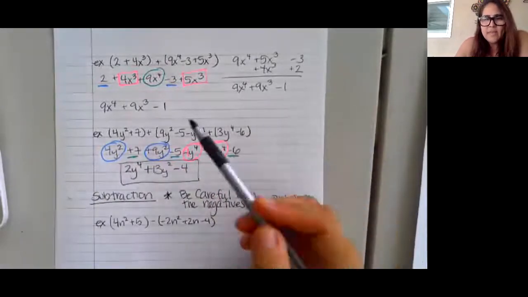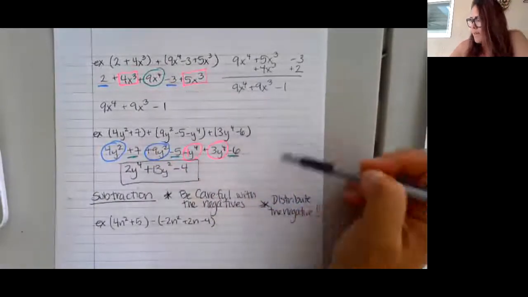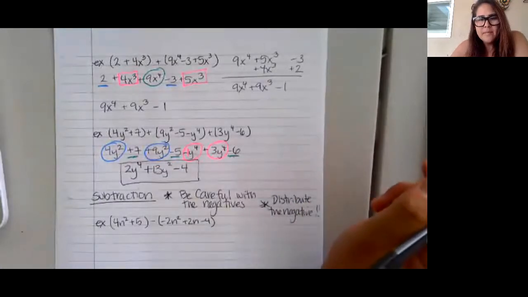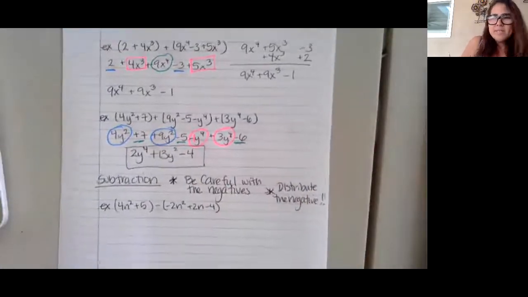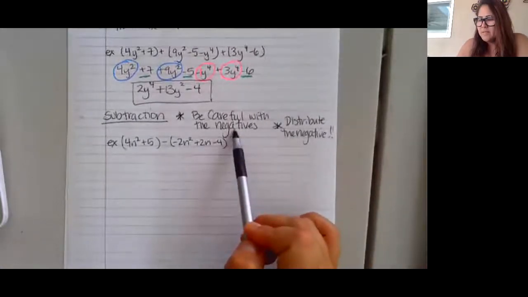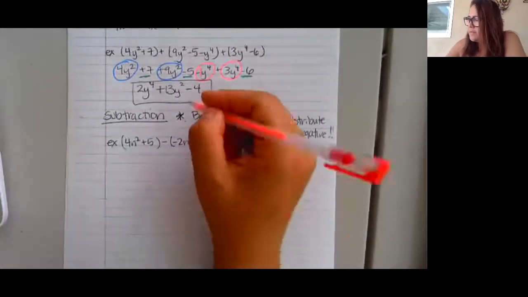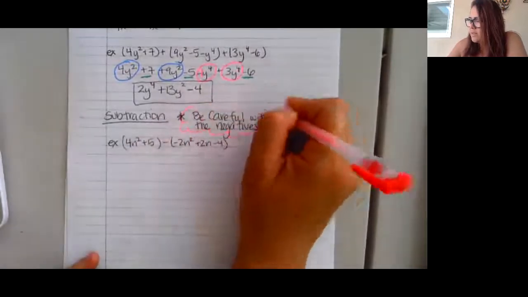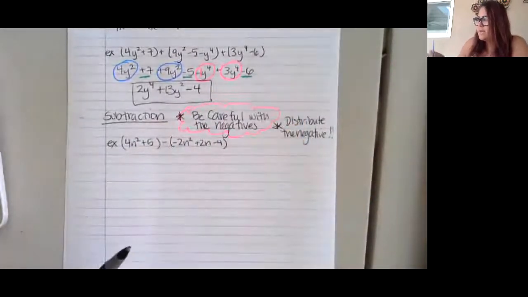And again, if you wanted to set this up vertically, just line them all up. Okay. So let's get into subtraction. Subtraction, be careful with your negatives, okay? And you have to make sure that you distribute your negatives.